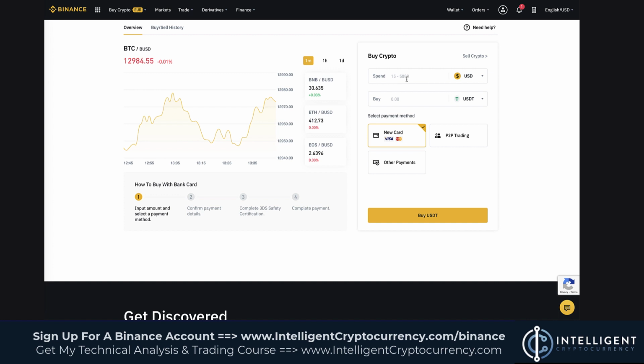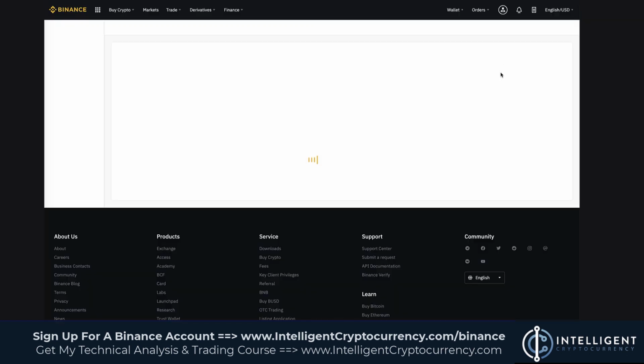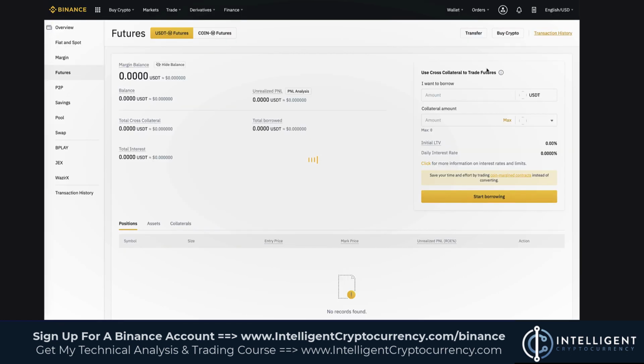So I can go and spend whatever. If I want to buy $1,000, I can buy USDT and get it added to my account right there with a Visa. Very, very easy to do. But since I already have some USDT ready for this tutorial, obviously to save time, what I'm going to do now is I'm going to just go back and I'm going to transfer that USDT from my spot wallet back into the futures account.